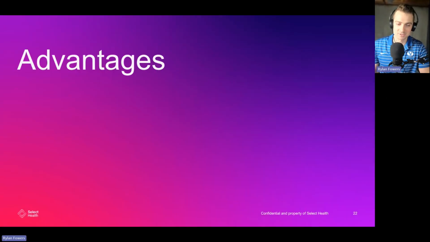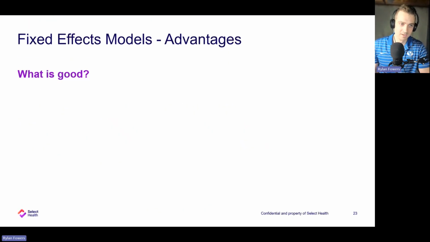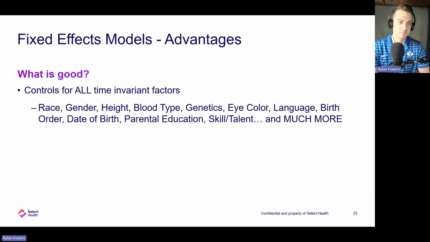So let's talk about why this is so important and what some of these advantages are. Well, first off, in this setup, we can control for all time invariant factors. That alpha i canceled out. So that means we can implicitly control for anything that doesn't vary with time, such as race, gender, height, blood type, genetics, eye color, language, birth order, date of birth, parental education, skill, talent, and much, much more.